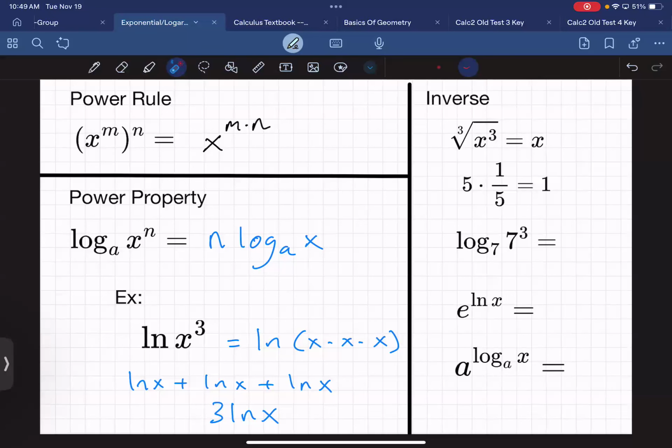All right, when you deal with inverse properties, we've dealt with stuff like this throughout the semester, but now we need to set it in place for exponentials and logarithms. So the first one here is like, hey, if I see the cube root of x cubed, that's just x, right? If we see 5 times 1/5, that's just 1, right? These are some things that help us out dealing with stuff. What does log base 7 of 7 cubed equal?